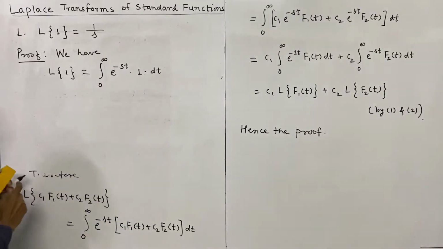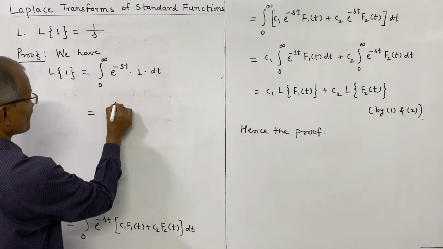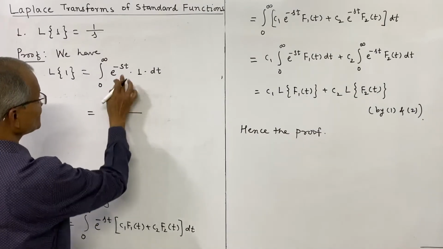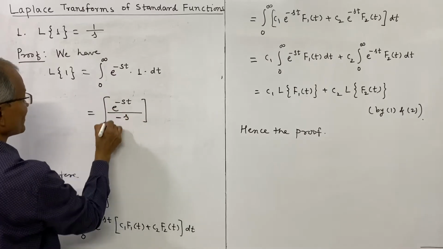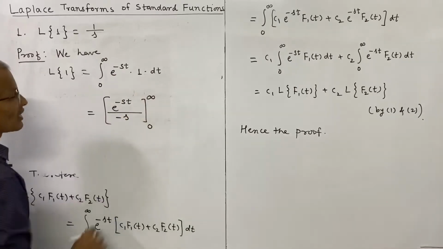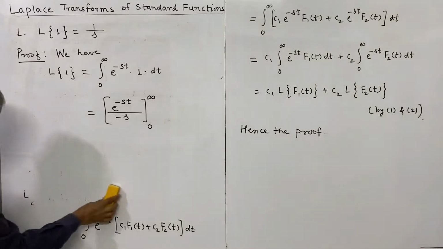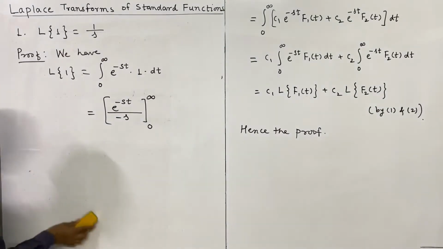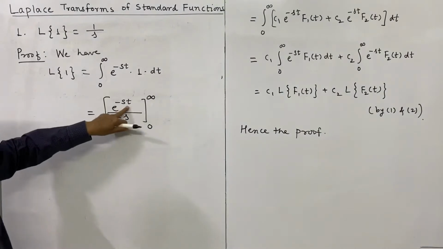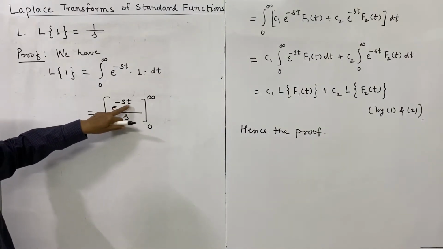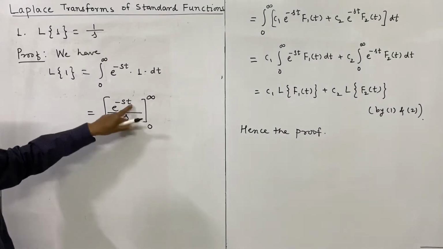Now what is the integration of this exponential function? We can write it directly, that is e power minus st divided by the coefficient of t, that is minus s. This is the integration with respect to t, and therefore it is e power minus st divided by minus s. Now we have to put the upper limit first, and the upper limit is infinity, that is the value of t. T is infinity, then it is e to the power minus s into infinity, or in the limiting case, and the lower limit is 0, that is t is 0.